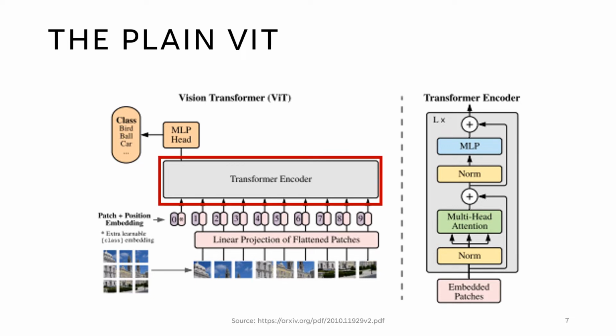The tokens are input to the transformer encoder, which uses a multi-head attention and a multi-layer perceptron layer, each with layer normalization preceding. Both layers also have residual connections where inputs are summed with their respective outputs. The output of the transformer encoder is then classified by an MLP head.